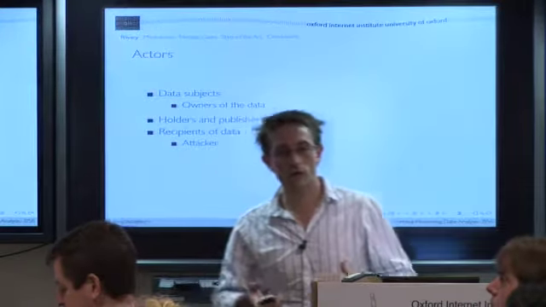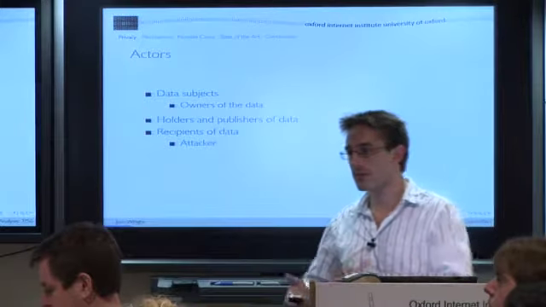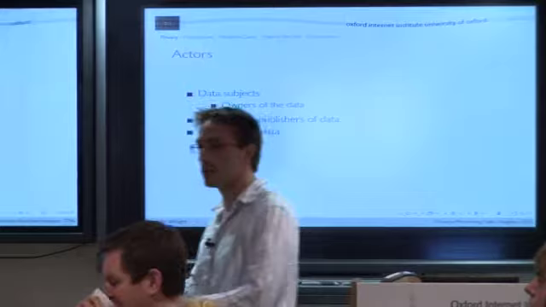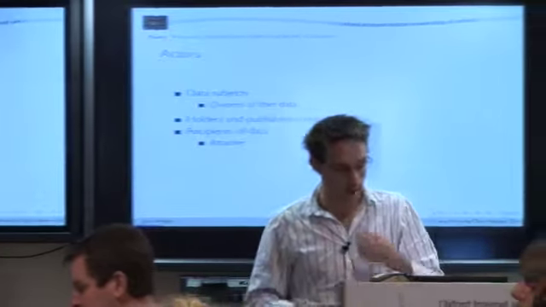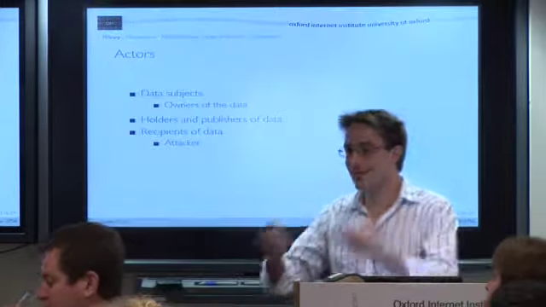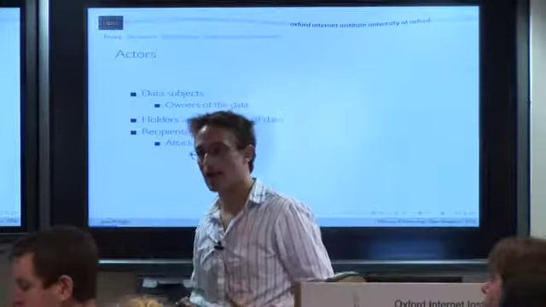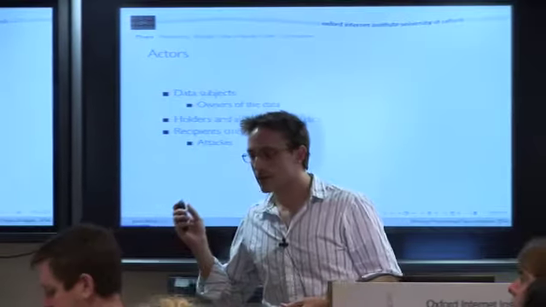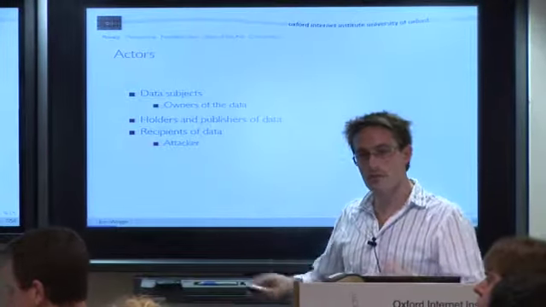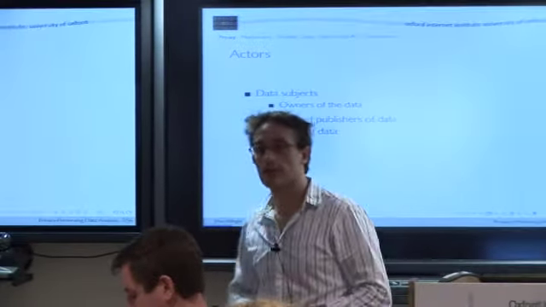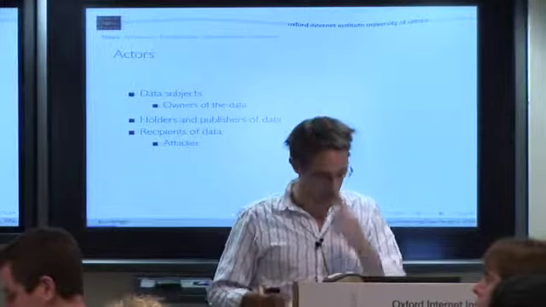We've got the people who hold the data and who publish the data. So this is potentially the database owner, the person that is storing the database and potentially handling queries for that database. And then we've got the recipients of the data, the people who are going to access the database to perform some kind of analysis on it, or who are going to maybe look at a website with that data on it. And from an adversarial, from a computer security viewpoint, this last one we're going to look at as our attacker. This is the person who's going to do nasty things that we don't want them to do.